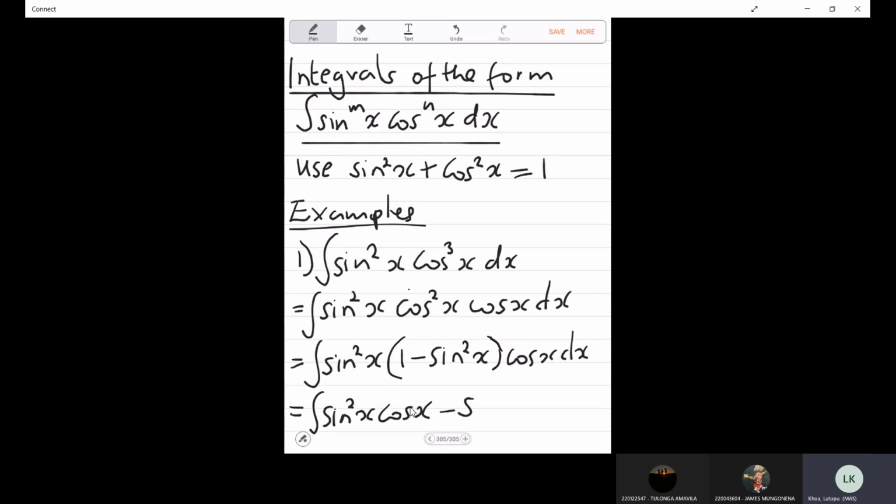And then we have sine to the power of 4 of x cos x dx. Sine to the power of 4 cos x. And then you can see here I just use substitution in order to integrate all of these. So for the first one, I will have a sine to the power of 3 of x divided by 3. And then for the second one, I have sine to the power of 5 of x divided by 5. And then you add your constant of integration.